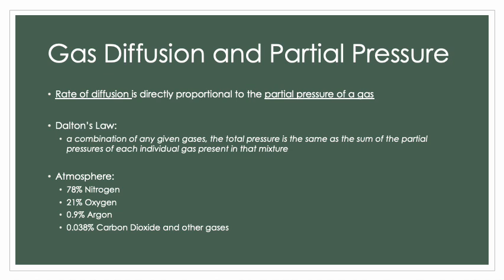It's important to consider gas diffusion and the relationship to partial pressure. So the rate of diffusion is directly proportional to the partial pressure of a gas. For example, the higher the partial pressure of a gas, the more readily that gas diffuses across the membrane, and the lower the partial pressure of a gas, the less likely it is to diffuse across a membrane. I think it's important to apply Dalton's law here, which states when you're considering a combination of gases, the total pressure of that mixture is the same as the sum of the partial pressures of each individual gas present in that mixture.